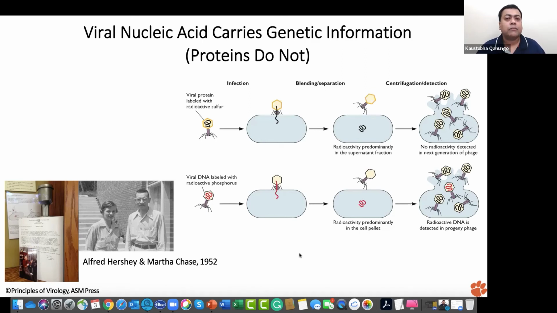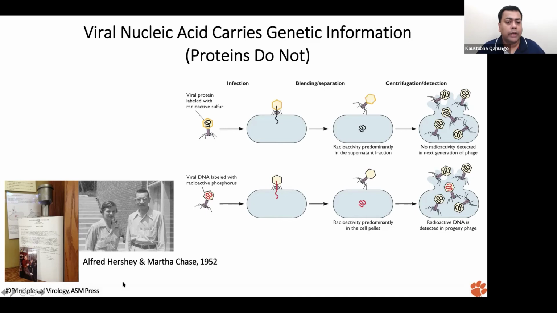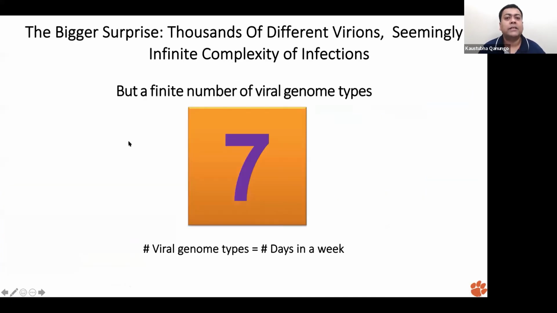That's about it. Next, the bigger surprise is the thousands of different virions, with seemingly infinite complexity. But just remember this number: 7 days in a week, and there are 7 types of viral genome known. The principle of this course will be basically to understand these 7 types of viral genomes and their strategies, and how they actually work. Sometimes it can get really complicated. Here we are giving an overview of all the genomes, and then we will go into the details of them later.